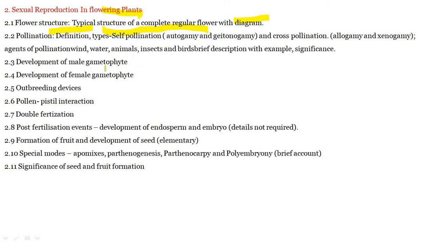The development of the male gametophyte, development of the female gametophyte, outbreeding devices, pollen-pistil interaction, double fertilization, post-fertilization events, the development of the endosperm and the embryo. Details are not required. The formation of the fruit and the development of the seed, elementary. Special modes: apomixis, parthenogenesis, parthenocarpy, polyembryony. Briefly, the significance of seed and fruit formation.